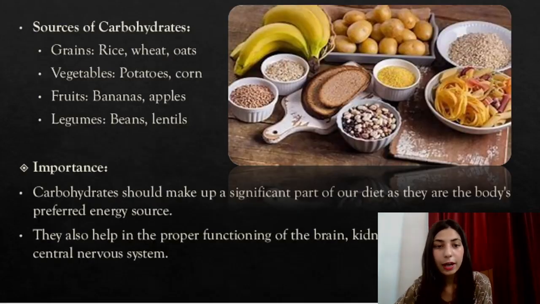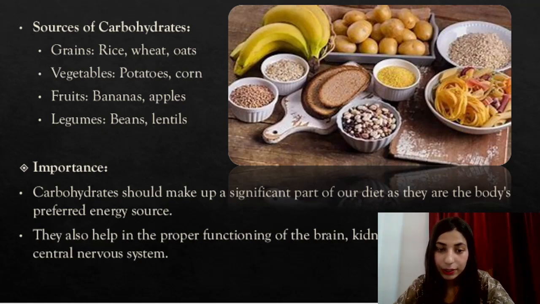Then what are the sources of carbohydrates? You get carbohydrates from grains such as rice, wheat, oats. Then vegetables like potatoes, corn, fruits like bananas, apples. Then legumes, where we have beans, lentils. What is the importance of carbohydrates? They should make up a significant part of our diet as they are the body's preferred energy source, and they also help in proper functioning of the brain, kidneys, heart muscles, and central nervous system.